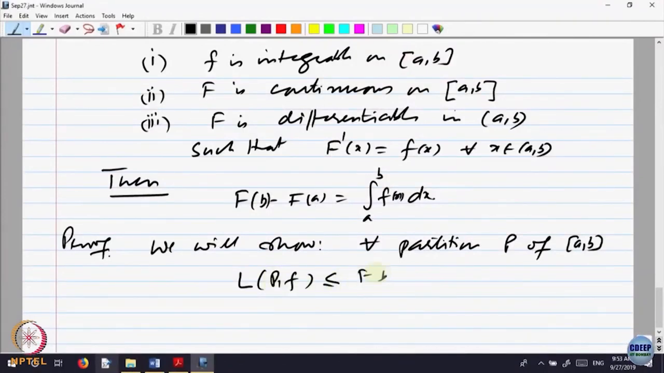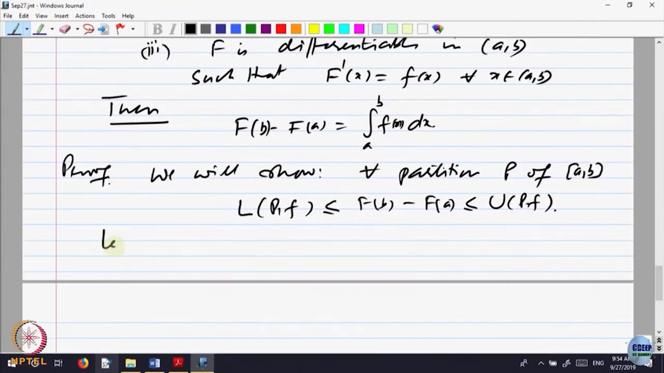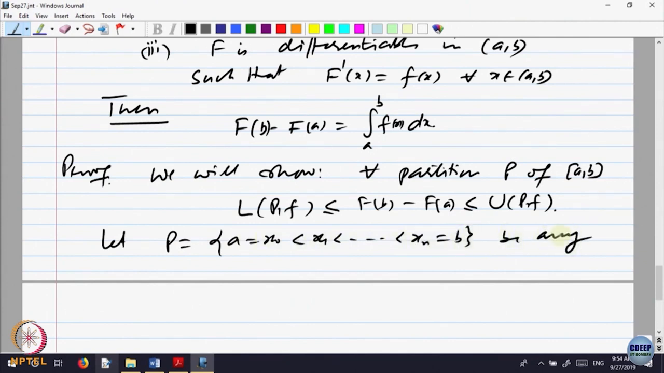So, we will show for every partition P of a b, the lower sum is less than or equal to F of b minus F of a, which is less than or equal to the upper sum. That is enough, because if this is the only number between upper and lower sums, they are shrinking, so this number must be equal to the integral of the function. So, let us start with a partition. Let P be a partition, and so let us say a equal to x 0, x n equal to b, any partition of a b.